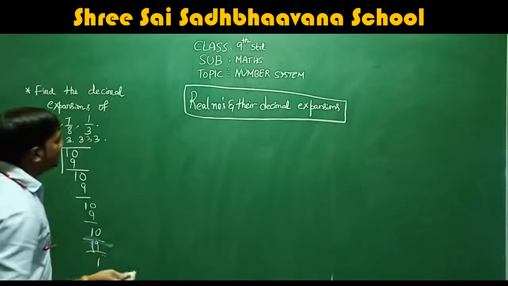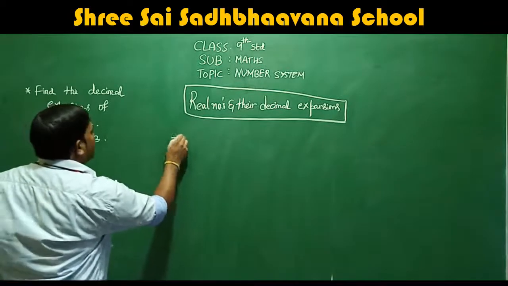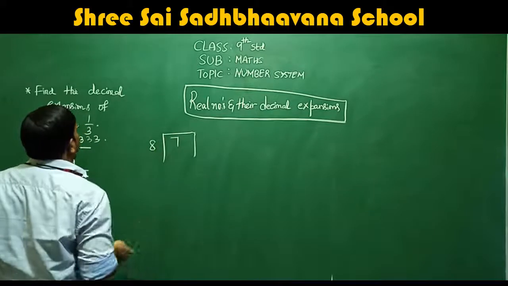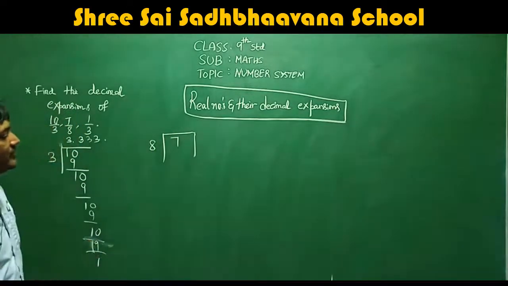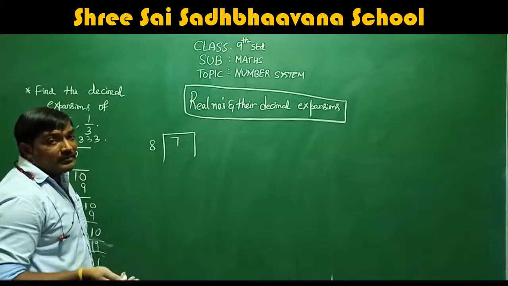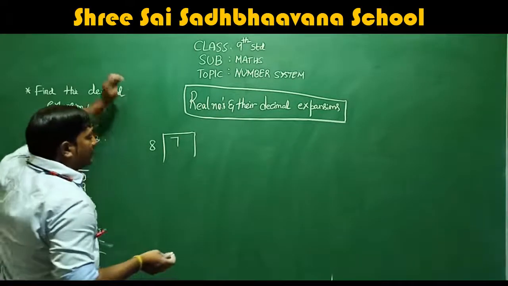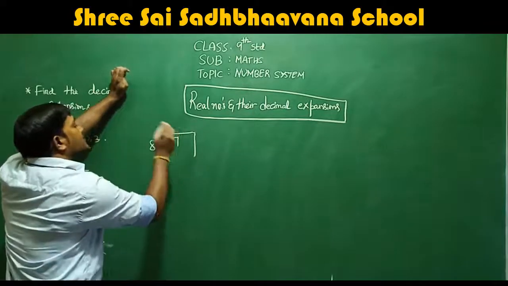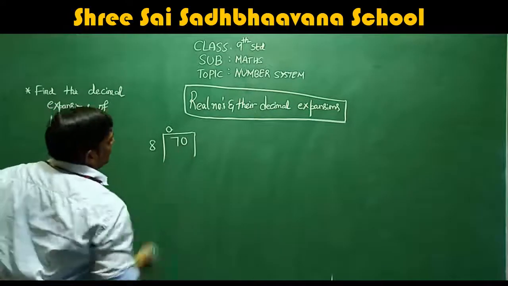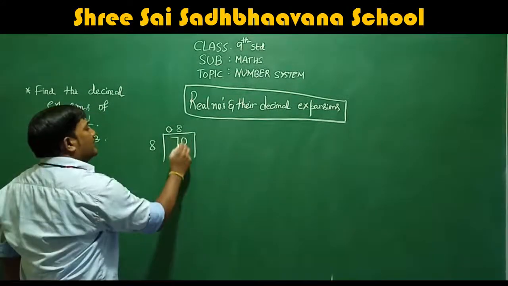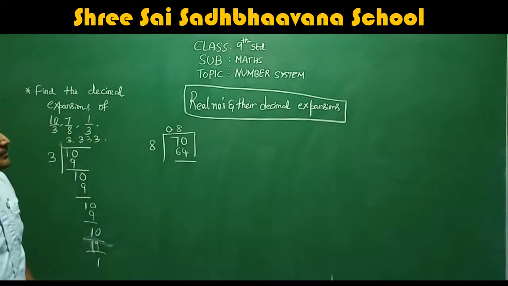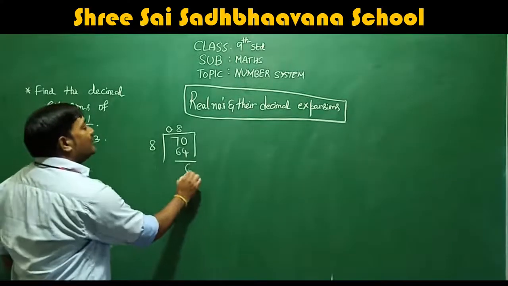Now let me do one more division: 7 by 8. Whenever you divide 7 by 8, obviously we cannot divide, because 7 is less than 8. So take 0 point. 8 eights are 64, 8 nines are 72, so we cannot take that. So 70 minus 64 gives you 6.